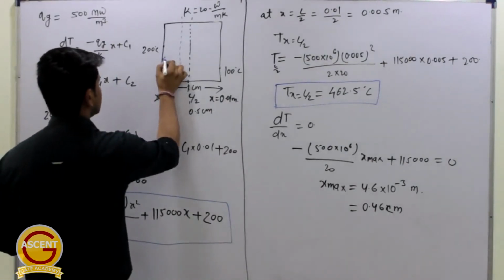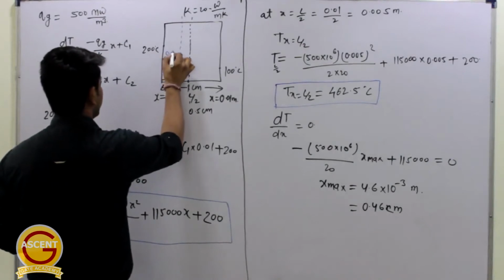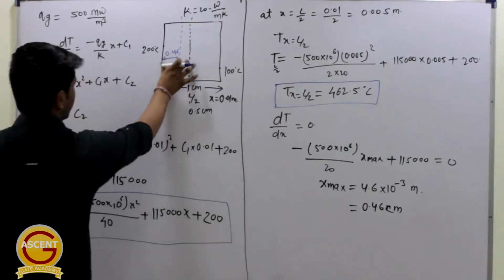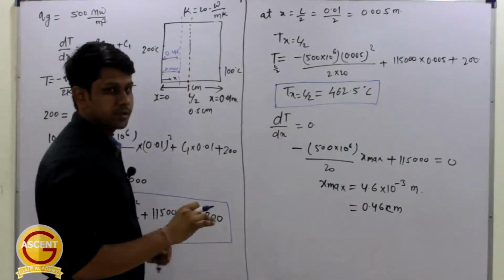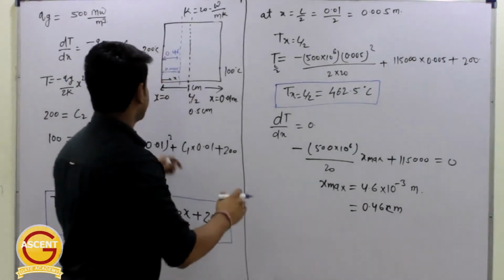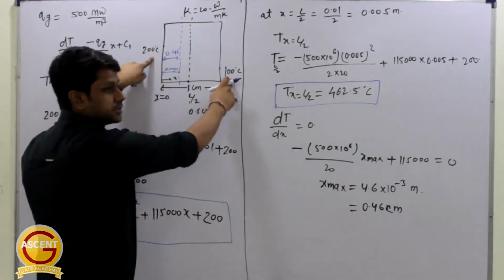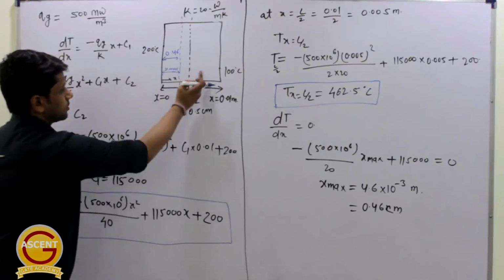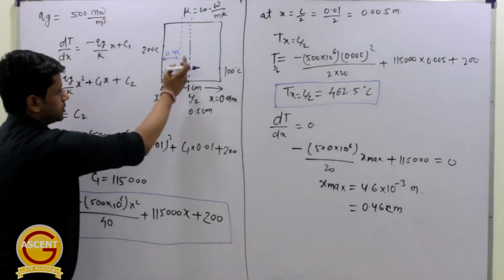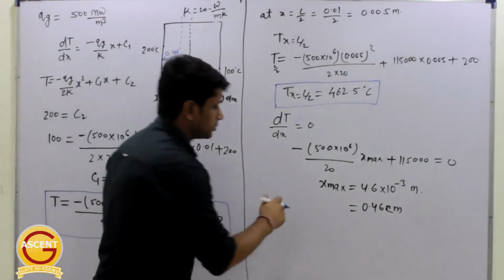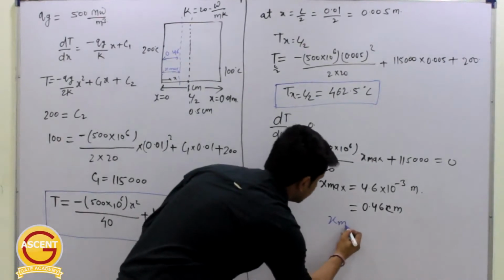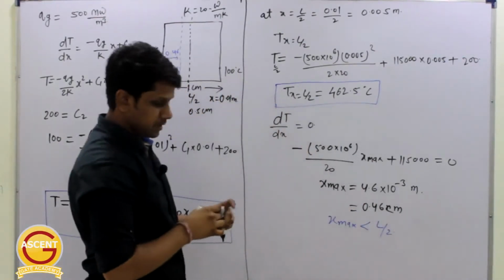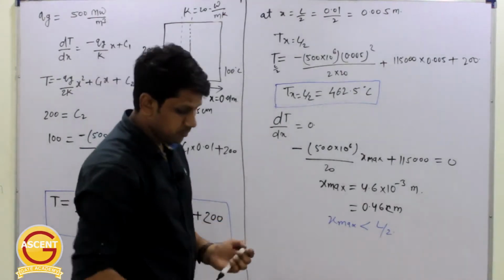So this is 0.46 centimeter and the L by 2 value is 0.5 centimeter. So as we have derived, in case this temperature is higher than this temperature, then this maximum temperature approaches just before this L by 2. So it is coming as less than L by 2. So here also we can write x max is less than L by 2. Right? So this was the second problem.